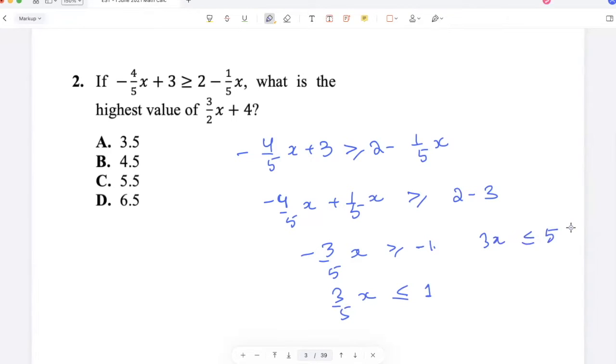So we have to find the highest value of 3 by 2x plus 4. So 3x is less than or equal to 5. So 3x by 2 is less than or equal to 5 by 2. So 3x by 2 plus 4 is less than or equal to 5 by 2 plus 4. So that's 2.5 plus 4, 6.5. So the highest value would be 6.5, option D.